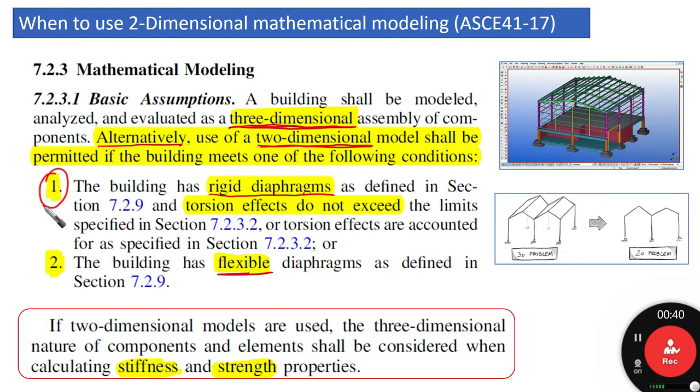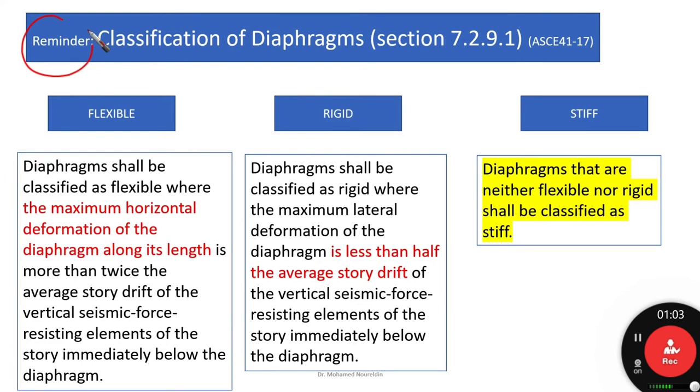We have two main conditions in order to use two-dimensional modeling, okay? And we mentioned that the first one is related to rigid diaphragms as defined under this section, and there are no torsional effects. And the second condition is related to the building having flexible diaphragms. Okay, so this is a reminder of how we can classify diaphragms based on ASCE 41.